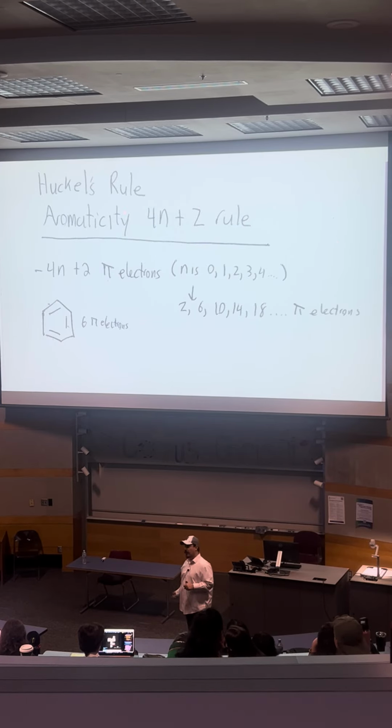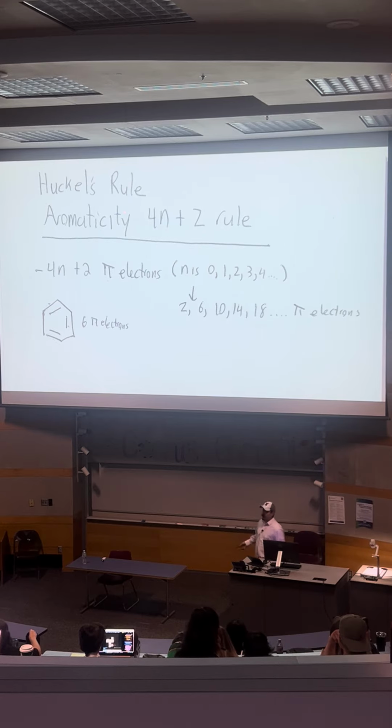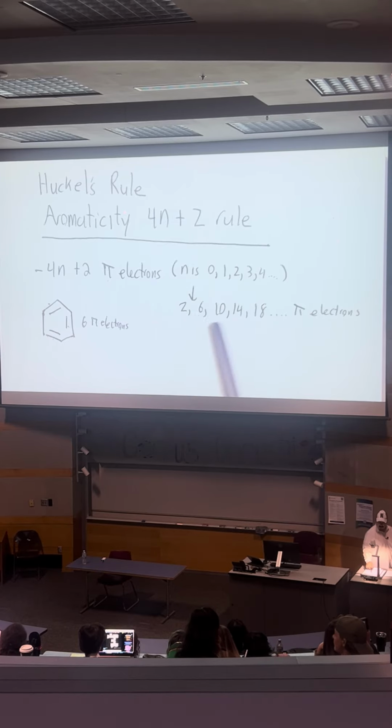And if you do that mathematics, you're going to get the output of 2, 6, 10, 14, 18. Right? And so that's one way you can memorize it. The other way to do it is just memorize the output. Just memorize this series. Okay? Now it's highly unlikely that you're going to see something with 18 pi electrons and try to determine the conjugation. It's highly unlikely. It's usually going to be somewhere around here.